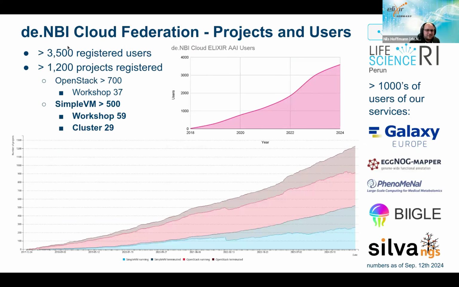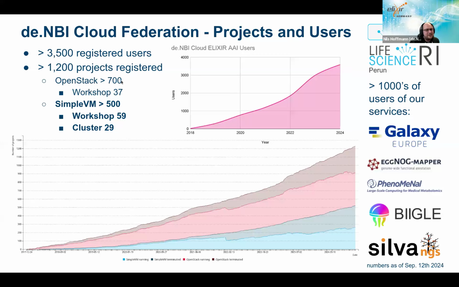So we are, I think, one of the largest users of the LS AAI at the moment. I think last time I looked into the stats, we were around a third of the number of logins per month or something like that. Right now we have 3,500 registered users. I have to say I'm not completely sure how many of those are currently active, so probably maybe 50%.